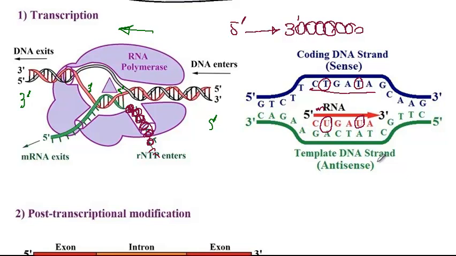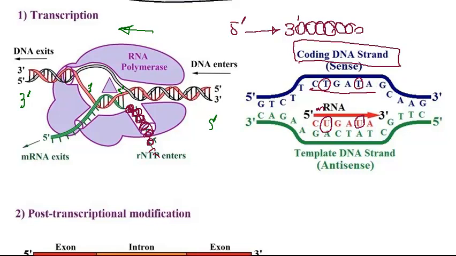So template DNA strand is used for transcribing mRNA. The mRNA that is transcribed, its sequence is similar to the coding DNA strand, with the difference that RNA has uracil versus DNA has thymine bases.